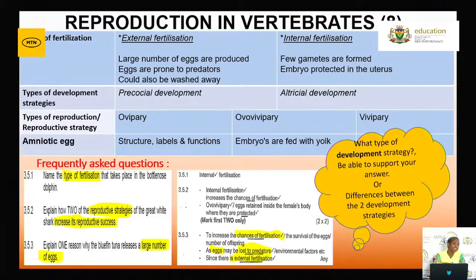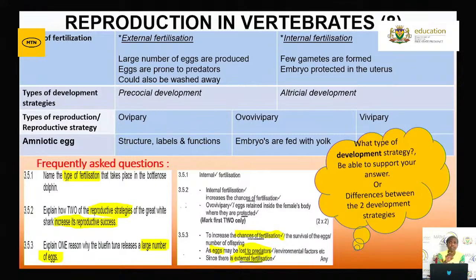And then internal fertilization: few gametes are formed, and the embryo is protected in the uterus. With ovoviviparity, you know that the eggs are retained inside the female's body for protection. Still under reproduction in vertebrates, we have the types of development strategies. Please remember them: precocial and altricial development.